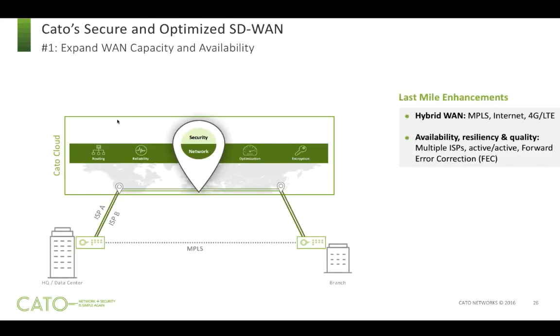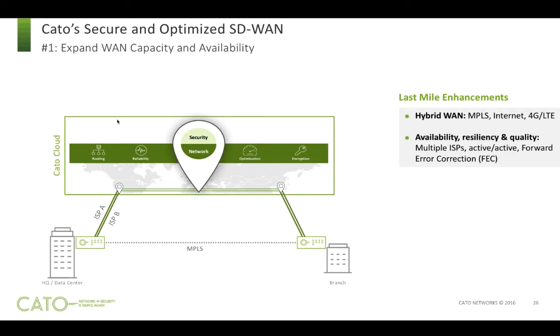In Cato, and we already described the way our environment works, but we fully support the basic SD-WAN capabilities. And we add additional functionality that makes our SD-WAN a full solution that allows you to converge a lot of the security and networking solution that you already have in your network.